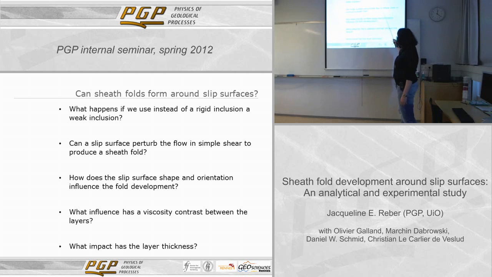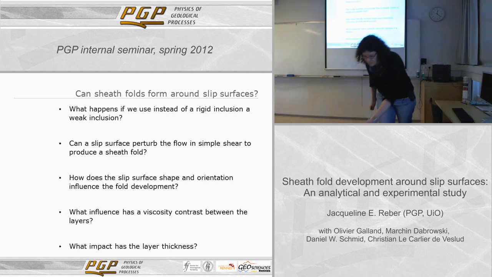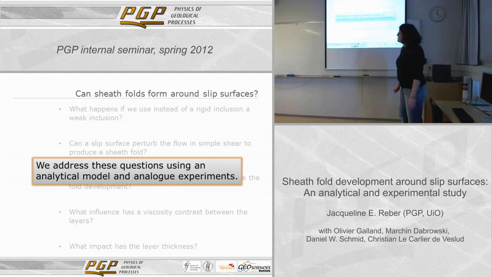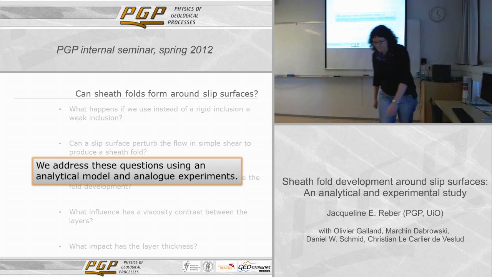In case this works, we would like to know, does it matter how we orient this slip surface? Is it possible also to have such a sheath fold if we have a mechanically layered system? And does it matter how thick we choose these layers to be? To address all these questions, we do two things. We are using an analytical model and we do analog experiments.